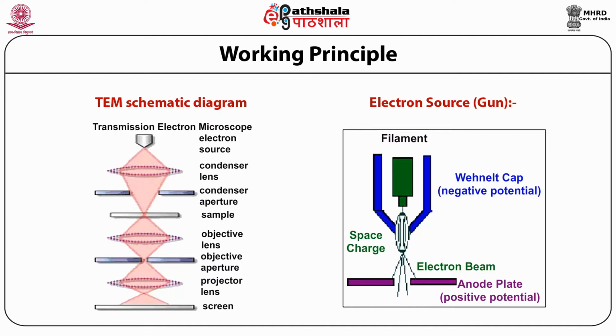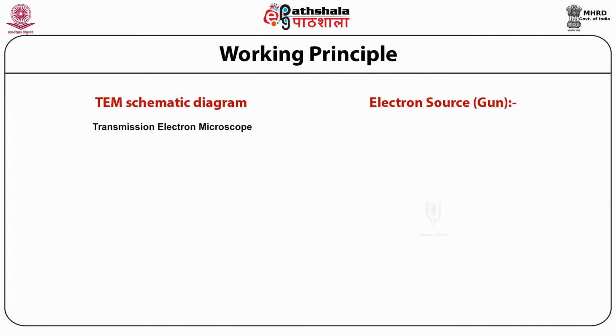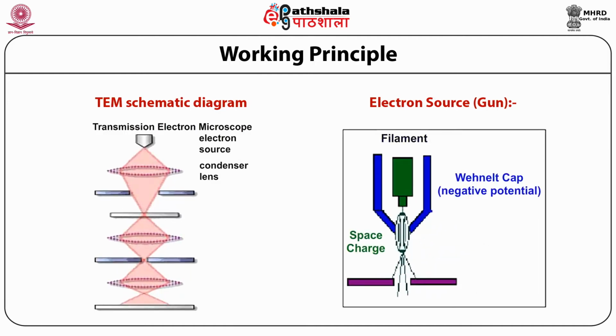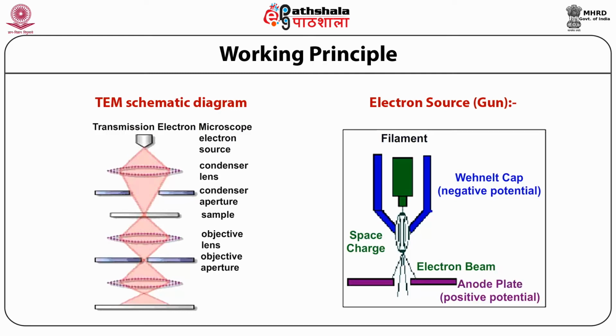The next figure shows the electron source, which is the gun. It shows the schematic and the detailed diagram of the electron source, showing the filament, the electron beam, the space charge which is being created, then the negative potential Wehnelt cap, and the anode plate, which is at positive potential.